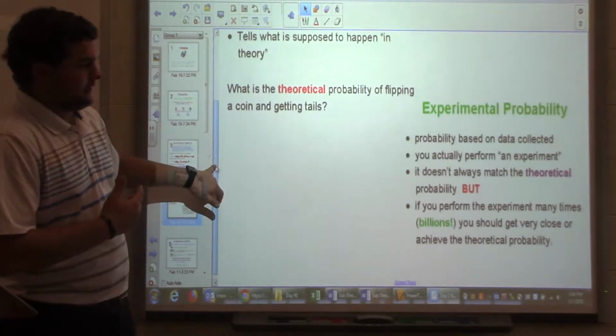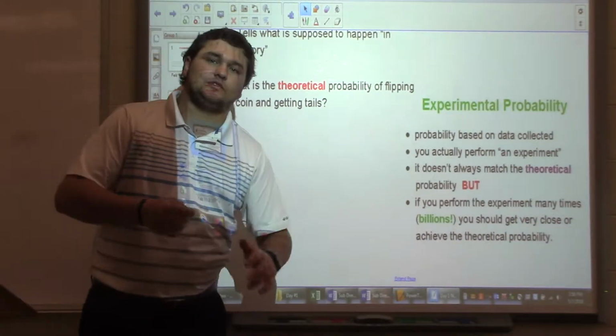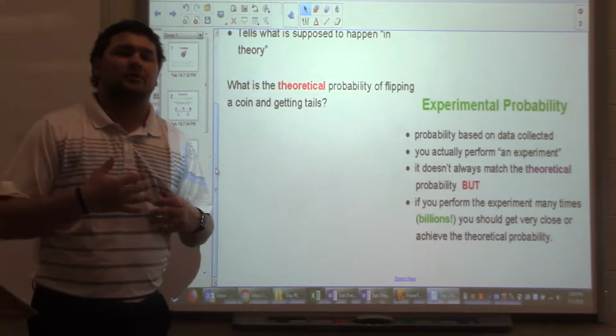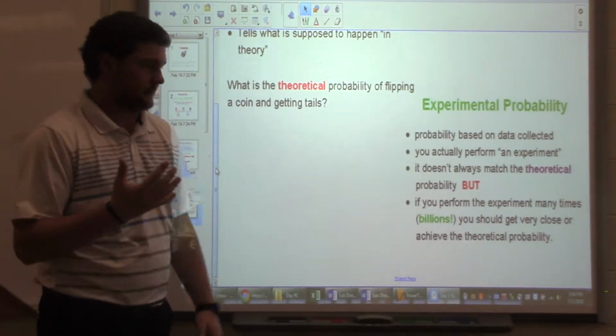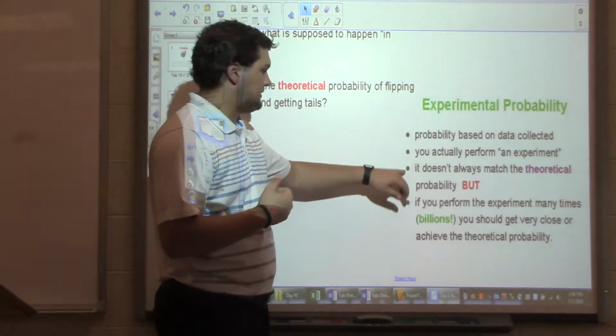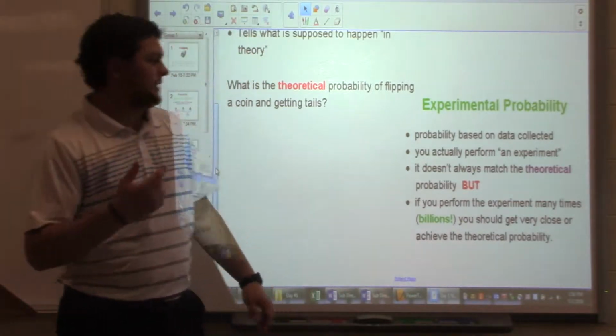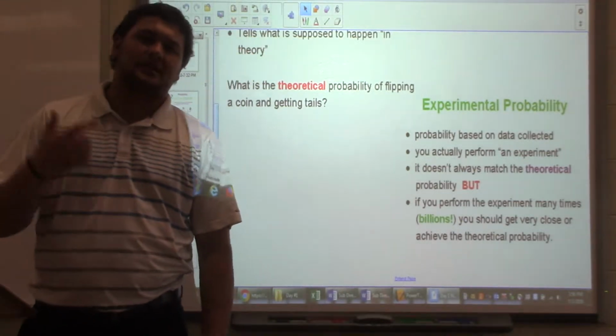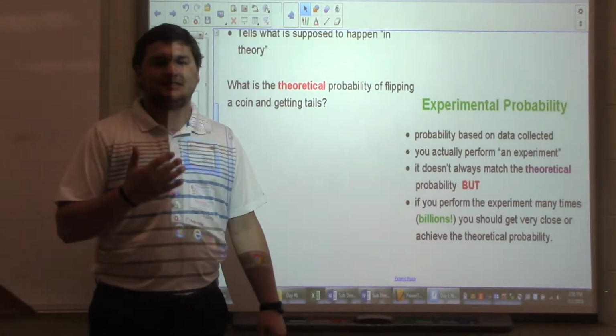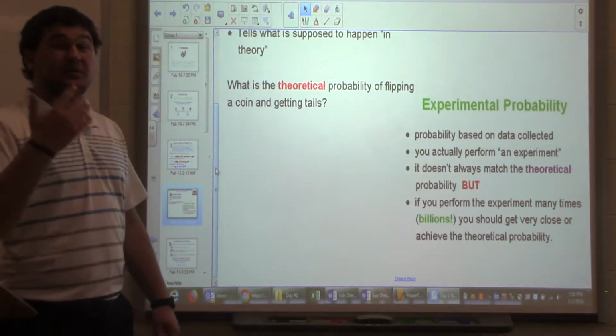Experimental probability. Probability based on data collected. So we flipped the coin 100 times. It's a probability of what happened when we flipped it 100 times. So we actually perform the experiment. It doesn't always match the theoretical probability, but if you keep performing it enough, like 100 flips of the coin is not enough. 1,000,000 flips of the coin, we're getting closer and closer.